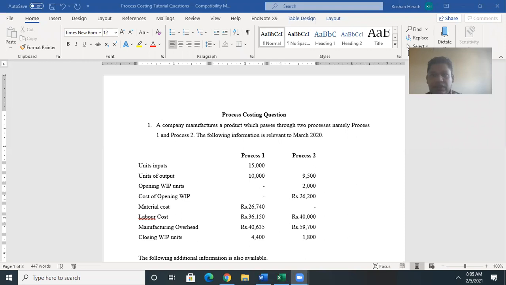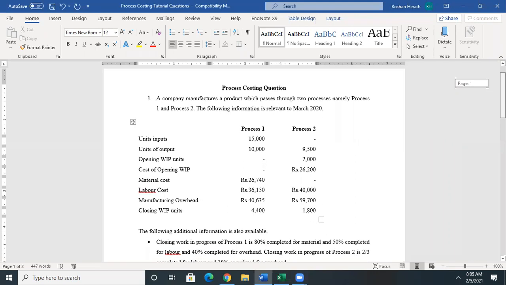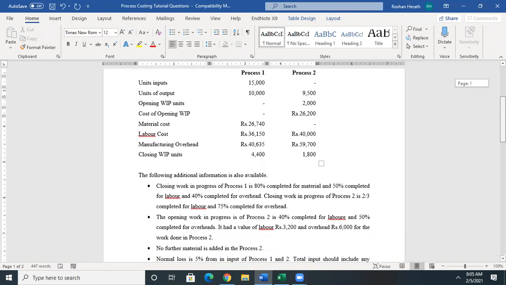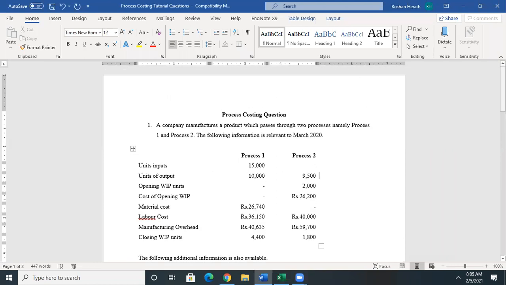I think these two questions, the process costing questions, would have been uploaded to the LMS, so you can download them from there. Please let me know whether it is there. If not, I can even upload them as well.